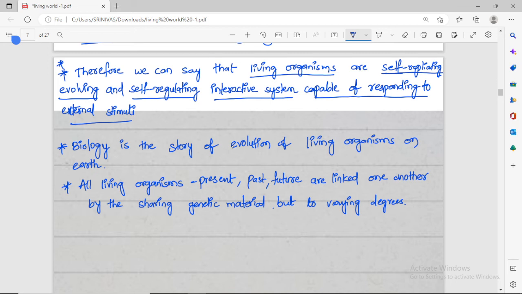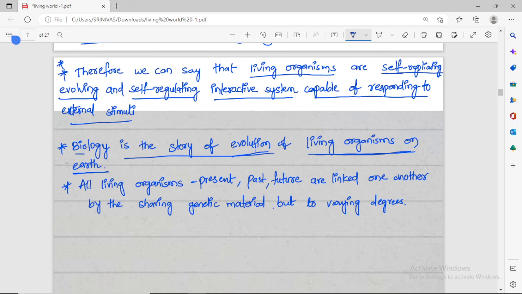Okay, understood? Next, biology is the story of evolution of living organisms on the earth. Evolution means gradually increasing. Biology means the study of living organisms; bio means life. Biology is the story of living organisms.